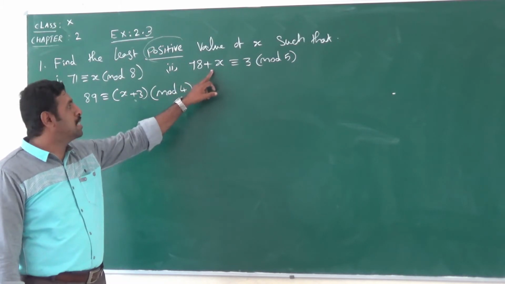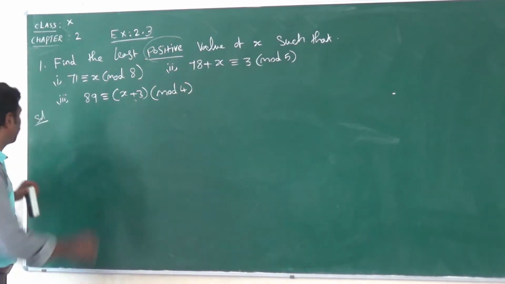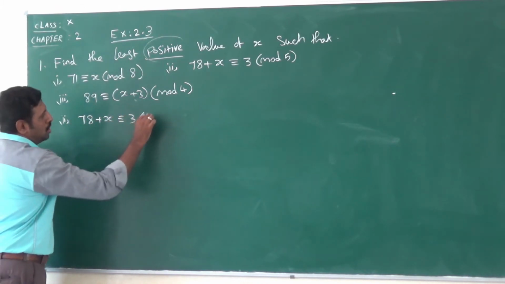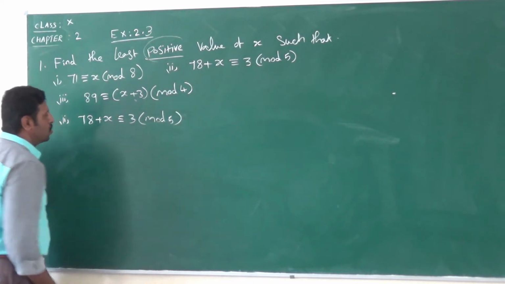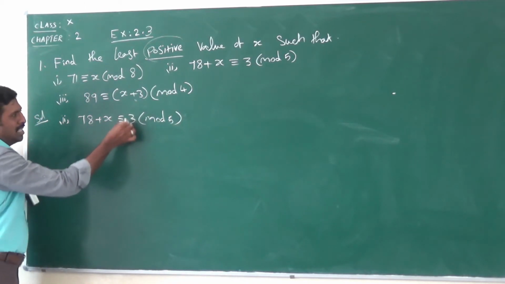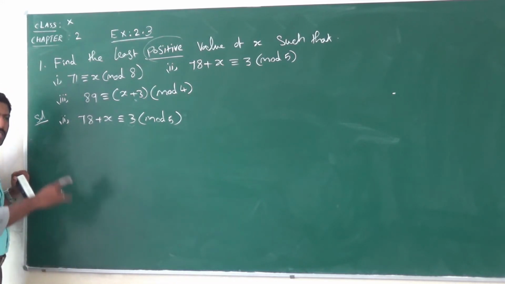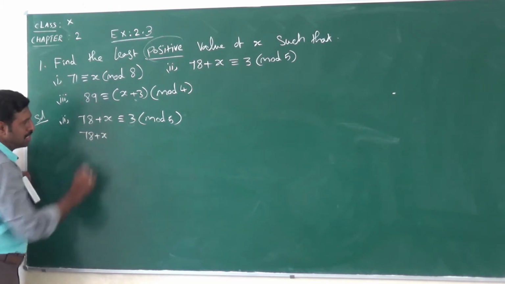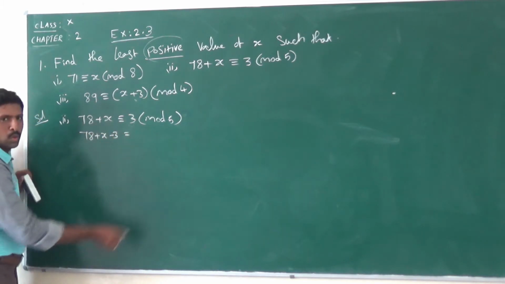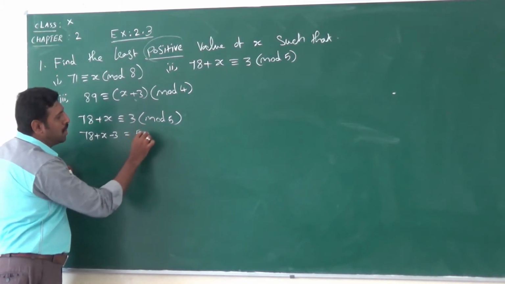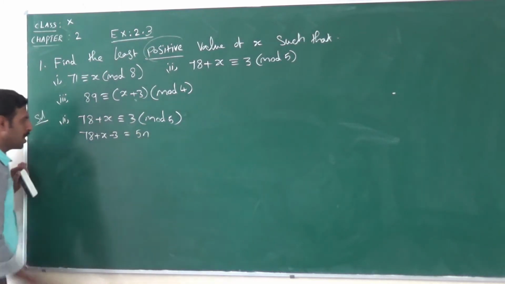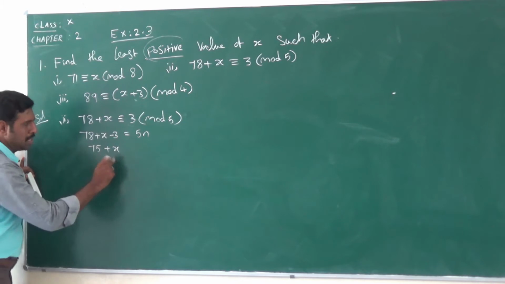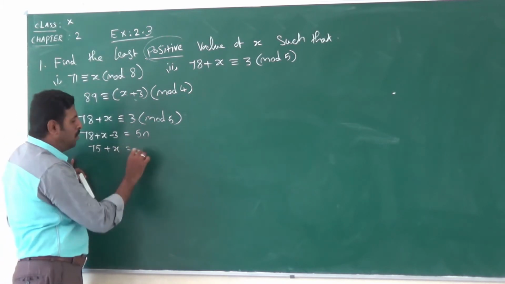Okay, let's see the second Roman number. Here we have 78 plus x congruent to 3 mod 5. So 78 plus x is the dividend, 3 is the remainder and 5 is the divisor. I take this remainder to this side, we get 78 plus x minus 3 is equal to 5n, the multiple of 5, right? When we subtract, 78 minus 3 is 75, so 75 plus x is a multiple of 5.